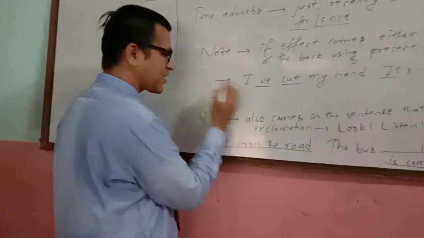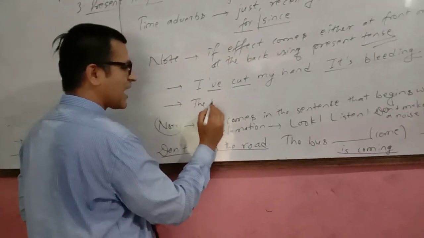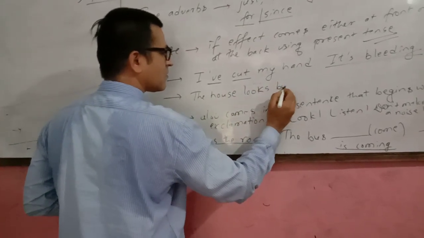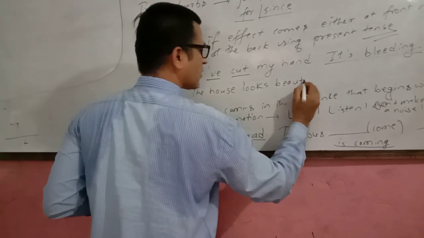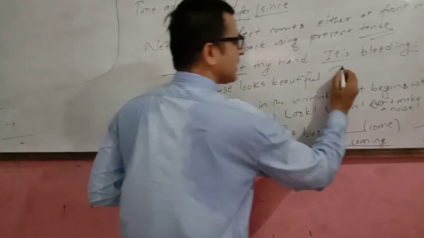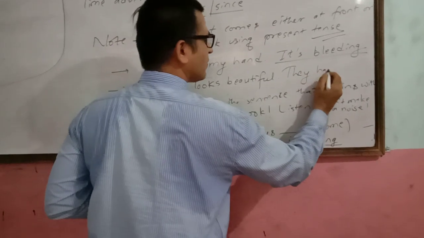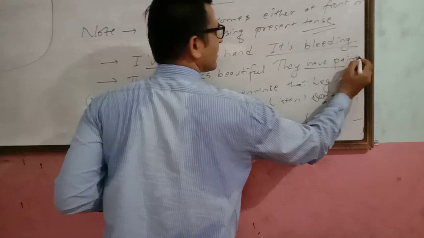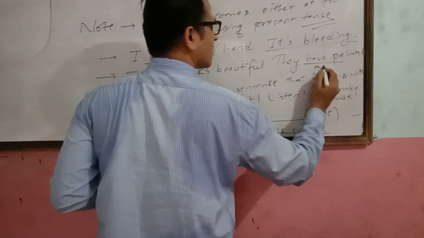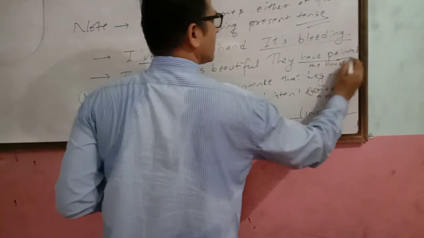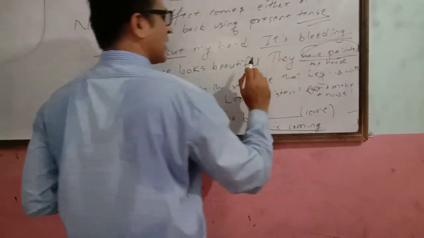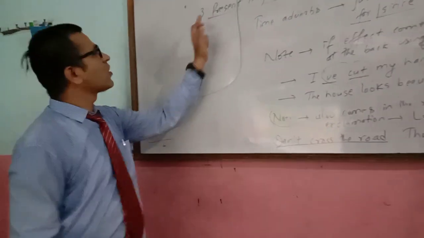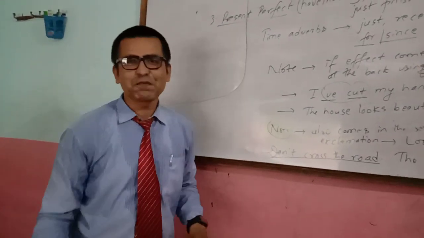Sometimes the effect might come earlier as well. For example, the house looks beautiful. Okay? They have painted the house. They might have just painted the house or painted the house, no problem. Look at that, present perfect. Have cut and have painted. So capsule number 3, and this is called present perfect.